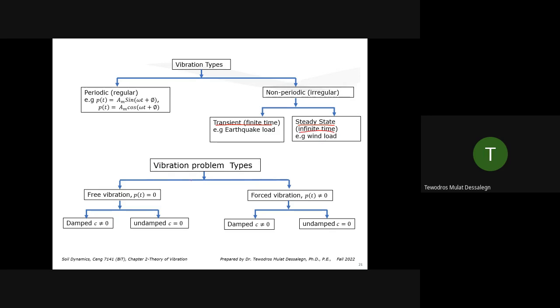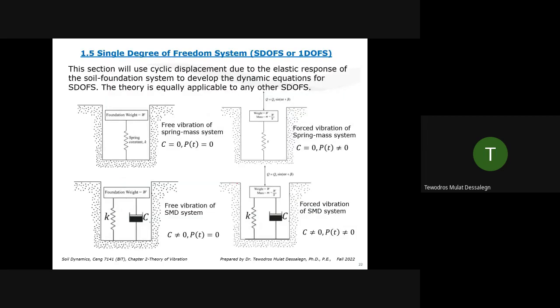And vibration problem types. We can have free vibration, where in the general equation of motion there is no constant force acting on it. It's zero. For free vibration, you can have it with damping and without damping, so we call it a damped system and an undamped system. For forced vibration, now there is a constant force acting on it. It's not zero. Still, for forced vibration, you can have a system with damping and without damping. So these are the four major problems we'll be discussing the rest of the chapter.